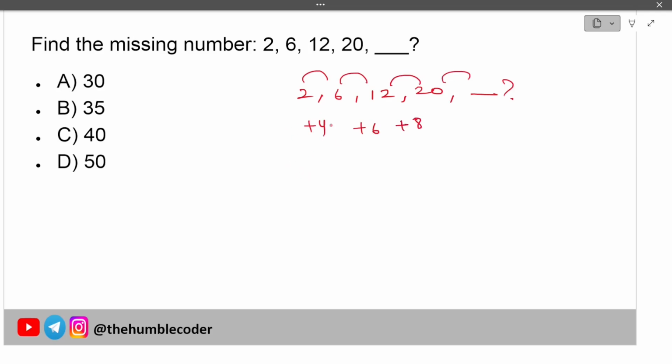So you can see a pattern. Initially it was 4, then a plus 2 pattern is happening. Okay, and then again a plus 2 pattern is happening. So 4 and then 6 and then 8 is getting added, and now what should get added is 10, because 8 plus 2 is 10. So 10 should get added in this one. So the correct answer for this should be 30, which is option A.